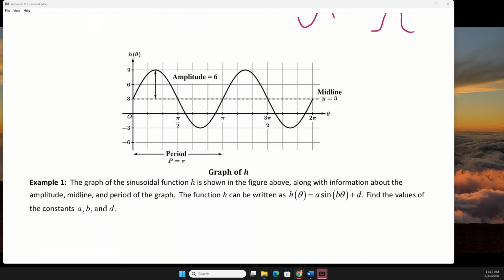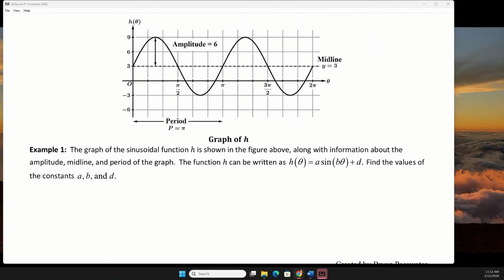All right, so here we go. This one, there's kind of a crutch. Like, they give you a whole lot of information. This is stuff that we talked about before. They told us what the midline is, what the amplitude is, and what the period is. So one cycle of sine occurs between 0 and pi, so that's the period. And so they want us to now go and figure out what A, B, and D are.